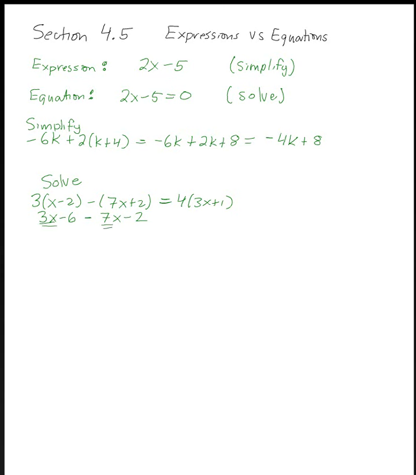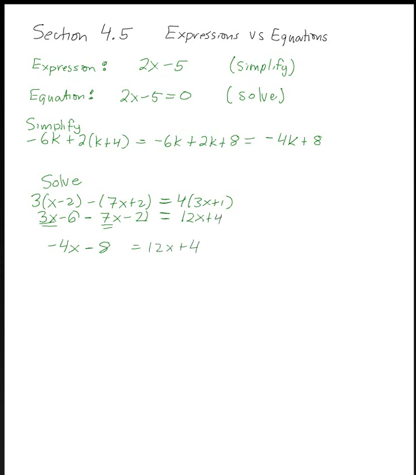So I've got a 3x minus 7x, that's minus 4x. And then I've got a minus 6 and a minus 2. That makes minus 8. So I simplified the left-hand side as much as I could. Now I'll go to the right-hand side. The right-hand side is easier. Distribute: 12x plus 4. I just write it down again there.